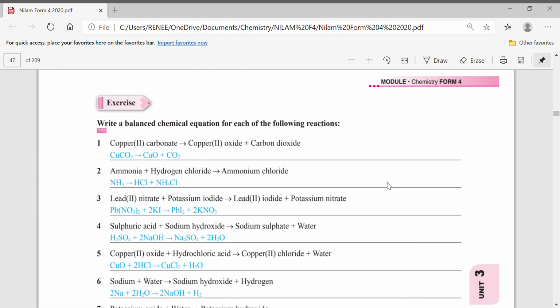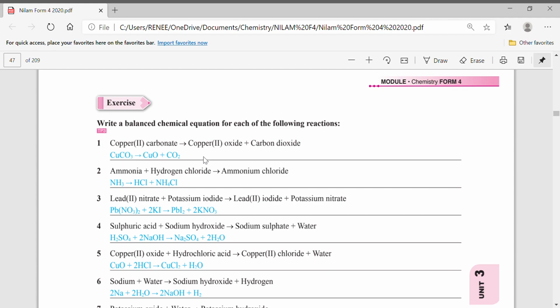Now we can look at the exercise. To write the chemical equation, we need to know the formula of the substance. This one you can refer to the chemical formula in our previous lesson. For number 1, copper 2 carbonate. Copper 2 carbonate is made up of copper 2 ion and carbonate ion. Copper 2 ion is Cu2+. Carbonate ion is CO3 2-. So once they form the compound, the formula will become CuCO3.